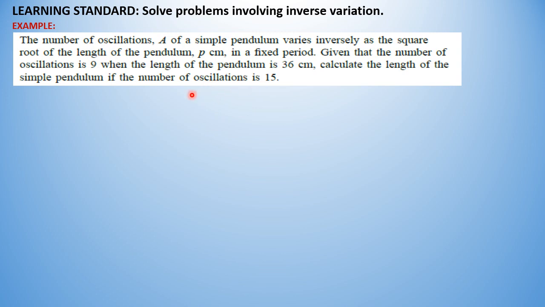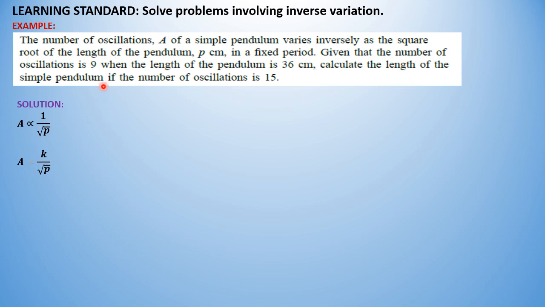Okay, now we look at the solution. Okay, the first step, of course, we have to form the variation relation. Okay, so A varies inversely as the square root of the length. Okay, P. So this one varies inversely A, and then the length is P, right? So you just write inversely is 1 over, and then the square root of length. That means the square root of P here. So you put like this.